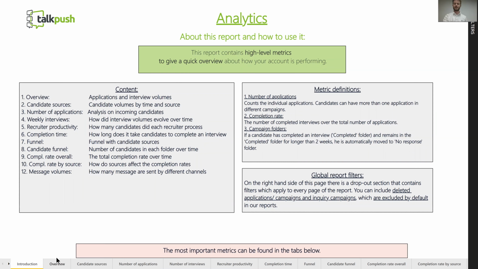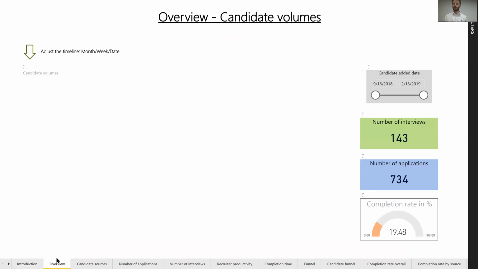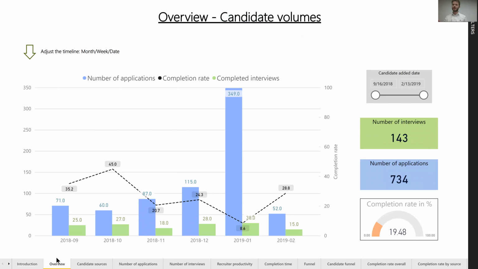And if we go to the first page, it is what we call the overview page, as it gives in one glance a quick overview about what's happening in my account. So how many applications do we have in any given month? Or how many completed interviews? And by completed interviews, by the way, we mean that one candidate completed all the questions inside one campaign. Once you finish the last question, it's counting as one completed interview.